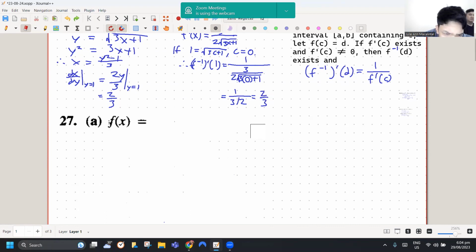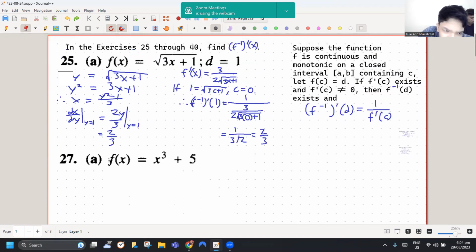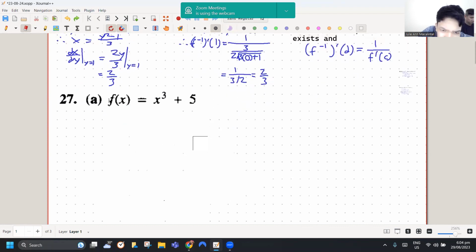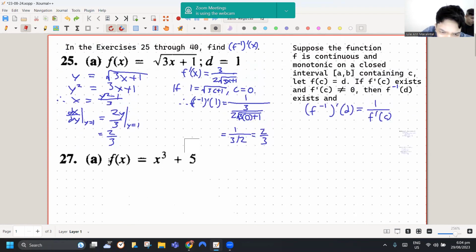For exercise 27, the function is f of x equals x cubed plus 5. So we can still isolate x. That's the main goal here; we will isolate x for the naive method. But for some functions, it's hard or might be impossible to isolate x. So we cannot use the naive method at all, and we have to use this method, this theorem, to solve it.